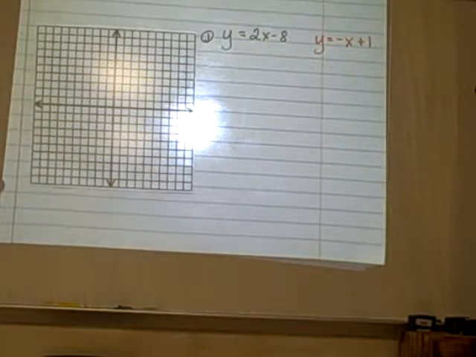Okay, so on graph number 1, your 2 equations are y equals 2x minus 8 and y equals negative x plus 1. So write those 2 equations down. y equals 2x minus 8 and y equals negative x plus 1. And I'm using 2 colors so that when you're copying mine, you can understand which things go with which. And when I draw them on the graph, you'll see which one's which. You don't have to use 2 colors.